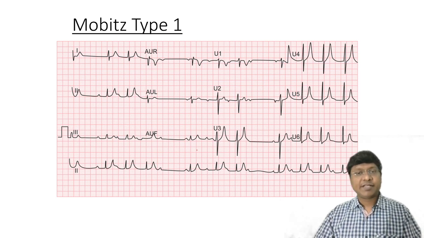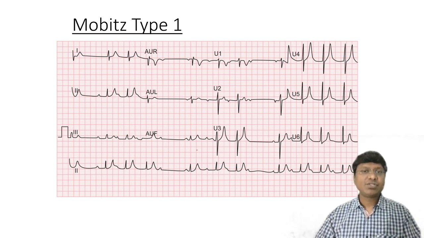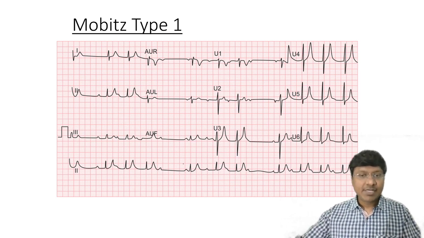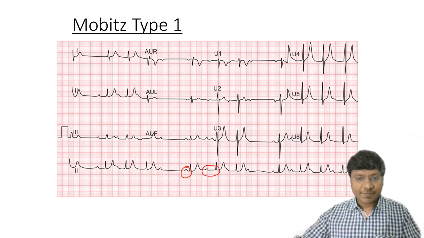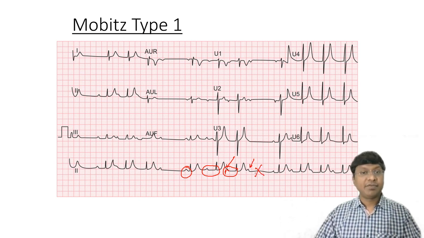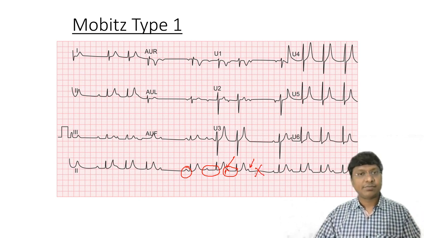Now, you take this particular ECG. This particular ECG is of the Mobitz type 1, right? So what did we study in Mobitz type 1? We have seen that the PR interval progressively increases. So if you see these complexes, the PR interval is progressively increasing. You can see here, this is a P wave, right? This is the P wave. And here you have a P wave and there is no conducted P wave, right? That means there is no QRS complex, which is suggestive of Mobitz type 1 AV block.